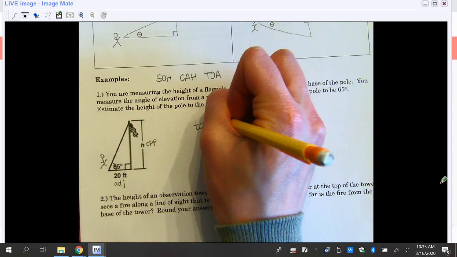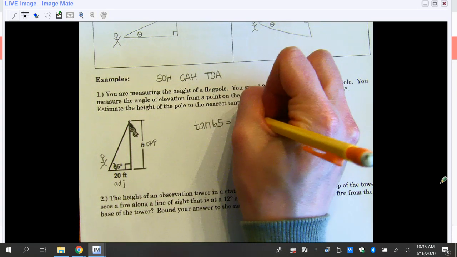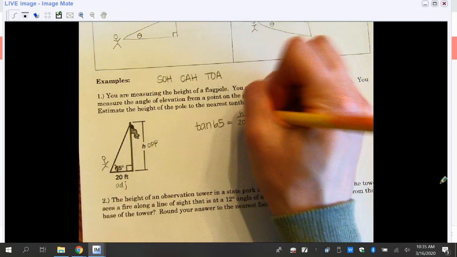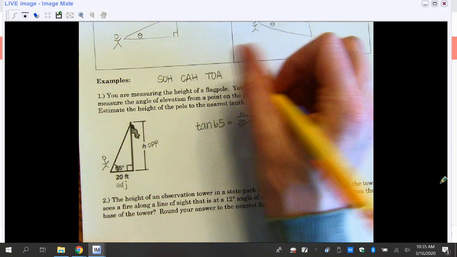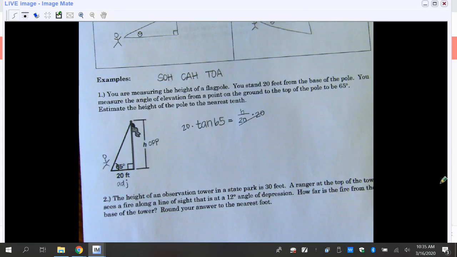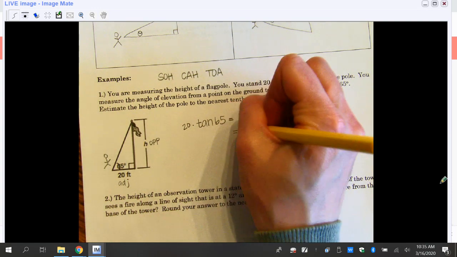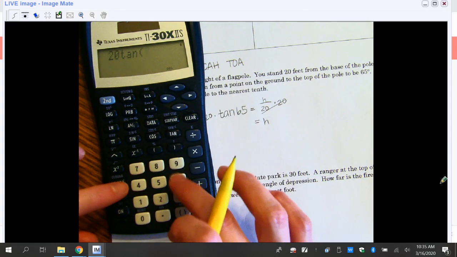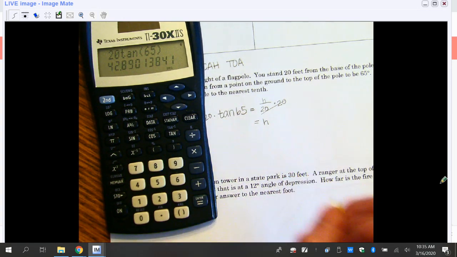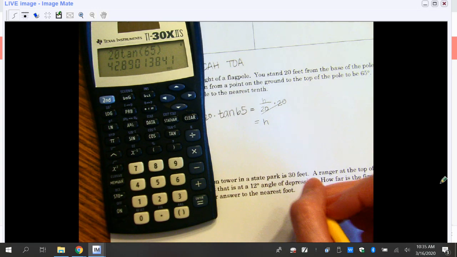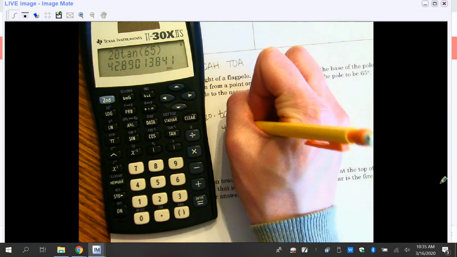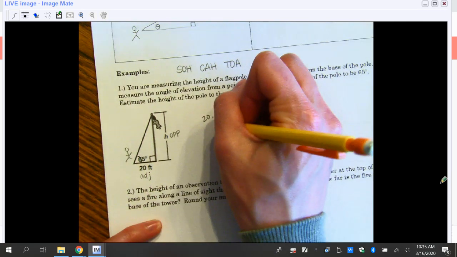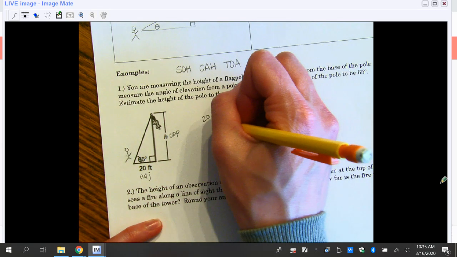The tangent of 65 is equal to opposite over adjacent. First step is to always clear the fraction. So I'm going to multiply both sides by 20. And now I can evaluate that height. It's by itself. So 20 times the tangent of 65 is, we're rounding to the nearest tenth, so about 42.9. Then don't forget your units here. We are in feet. So the height of the flagpole is about 42.9 feet.